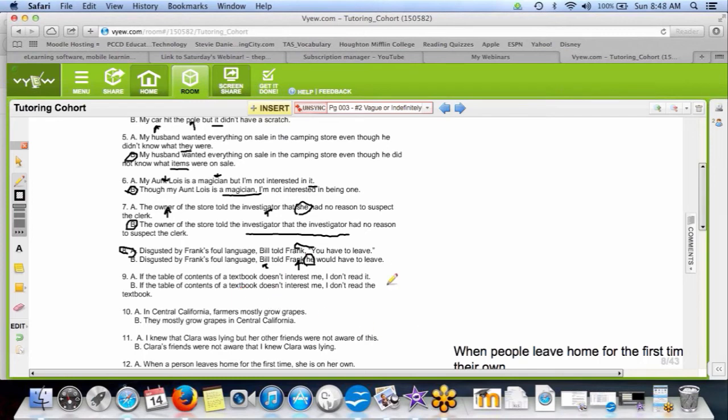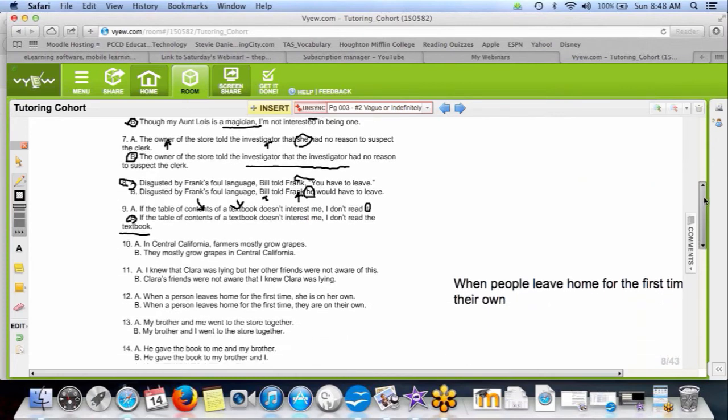The vague pronoun is "it," because I don't know what you won't read. Are you not going to read the table of contents? Or you're not going to read the textbook? "It" is a singular concept, and it can only refer to one of those. Whereas in B, it tells us that if the table of contents of a textbook doesn't interest me, I don't read the textbook. Now we know for sure what you don't read. This could have been this way: if the table of contents of a textbook doesn't interest me, I don't read the table of contents. Of course, it wouldn't make much sense then.